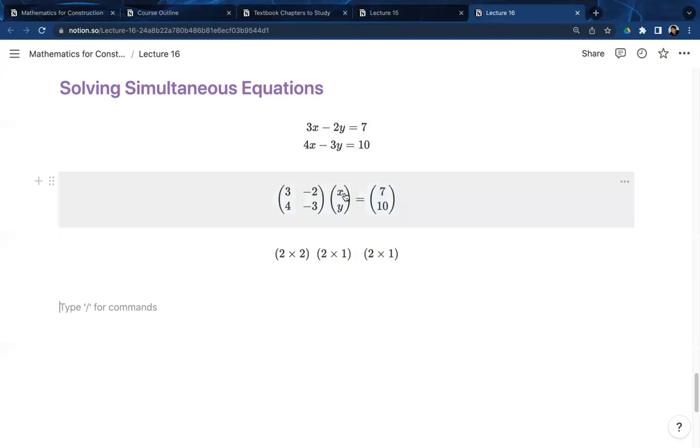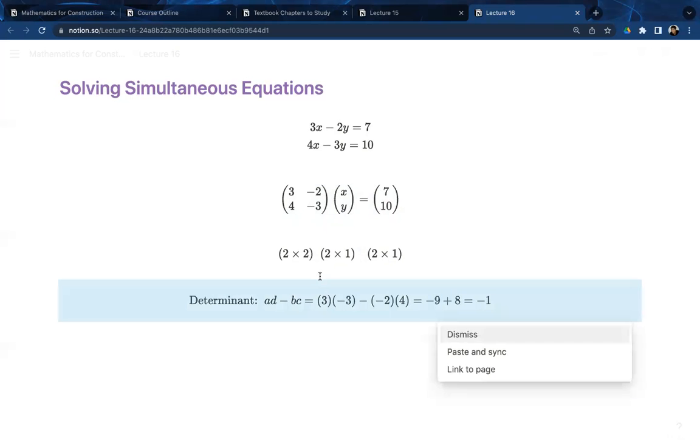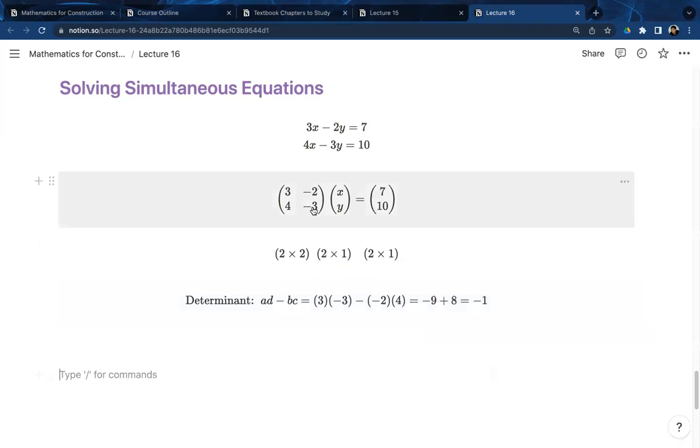So how would you solve this equation here? Well, you should probably find the inverse of this matrix. So we could find the determinant. That's the determinant there: AD minus BC. So 3 by minus 3 minus 4 by negative 2. Minus 9 plus 8. So this is the determinant here.